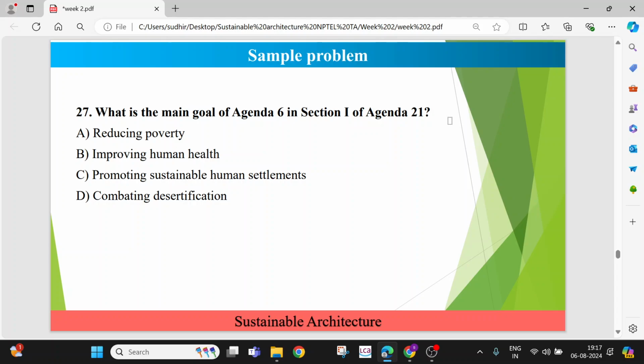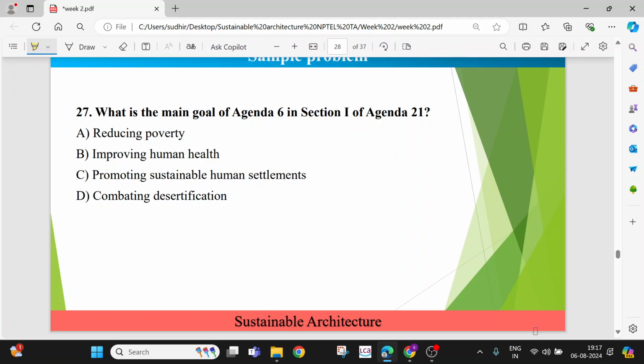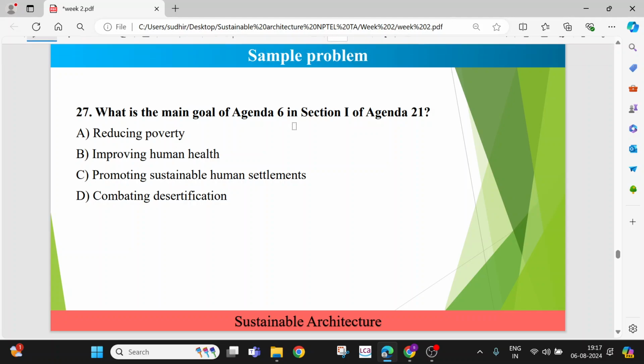Is it fine? Yes, sir. Okay. Then can we move to the next question? Yes, sir. Okay. The next question is in front of you all. Question number 28. What does section 4 of Agenda 21 focus on?